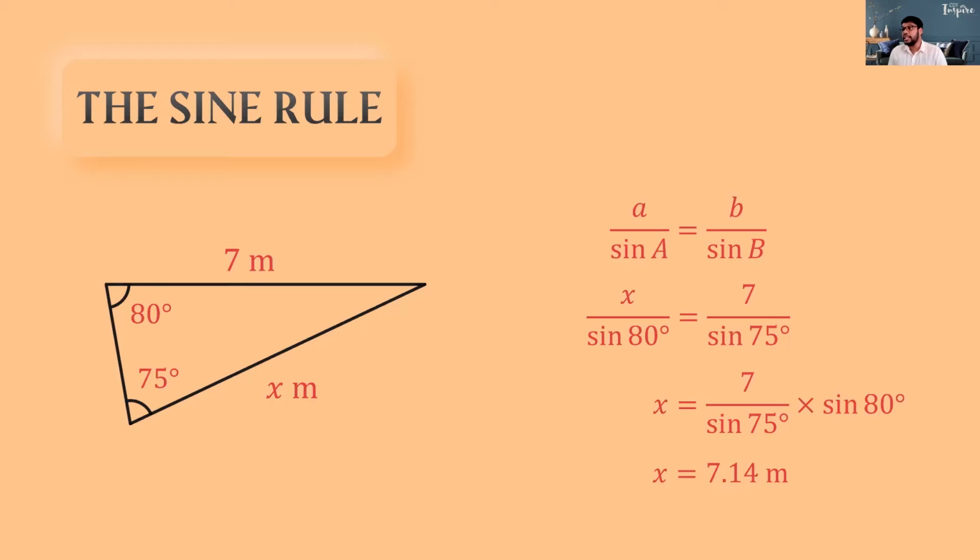So the answer should be in degree mode, and the calculator should always be in degree mode, you all don't use any other mode right now. Okay, always degree mode. So children, the answer is 7.14 meters. So now can you see this is not a right angle triangle, and we use the sine rule to find the length of x, right?